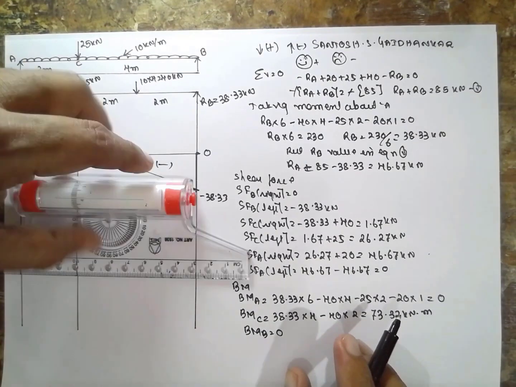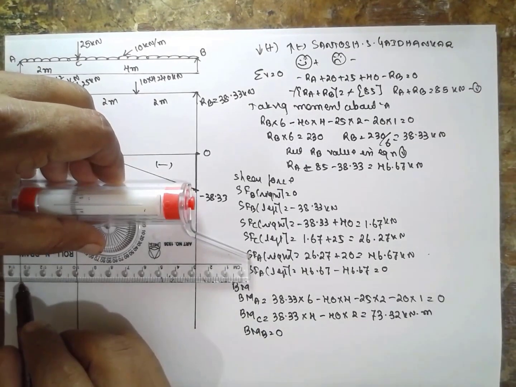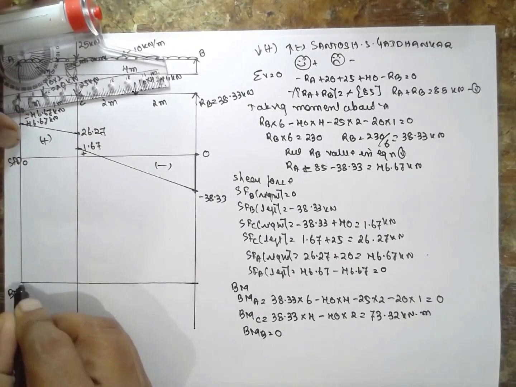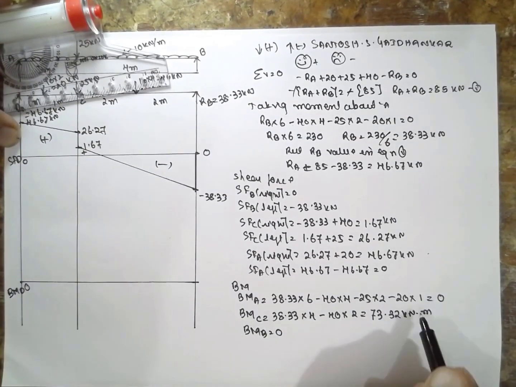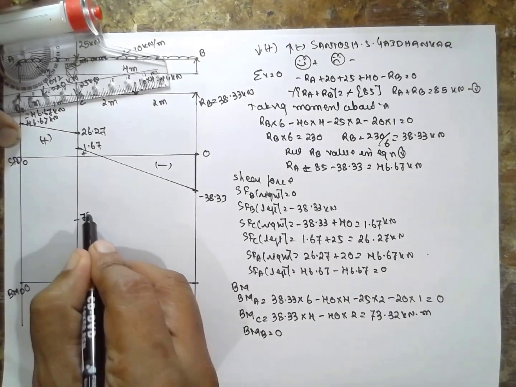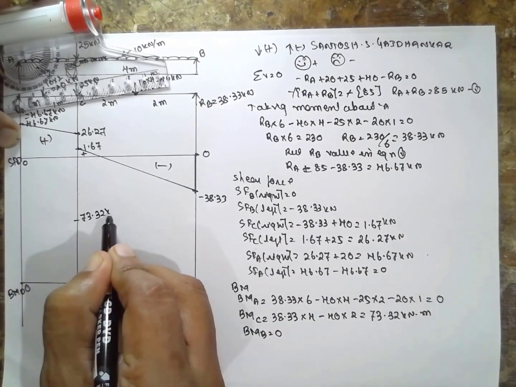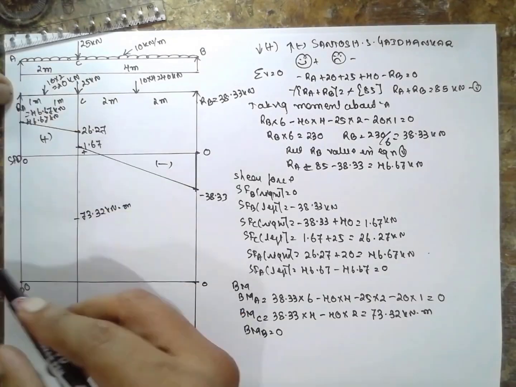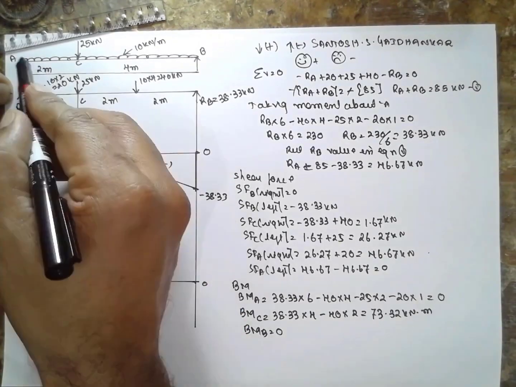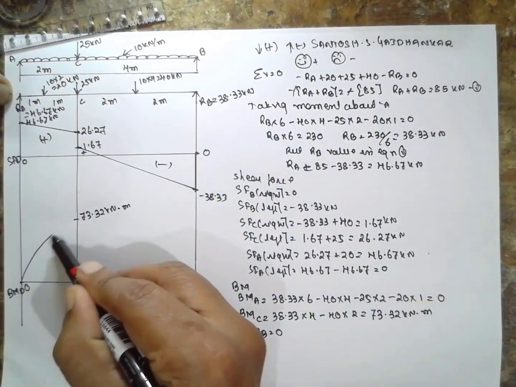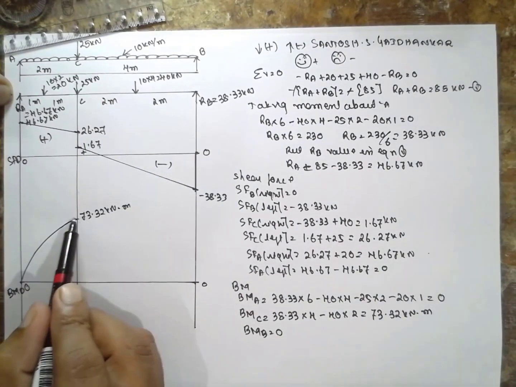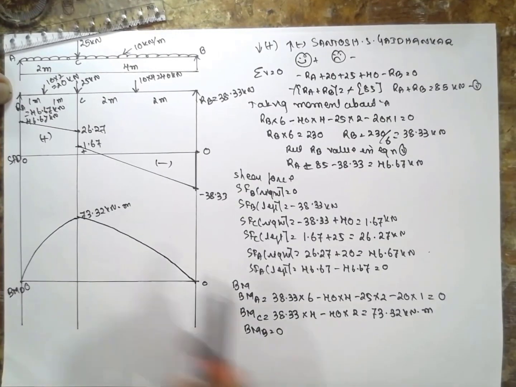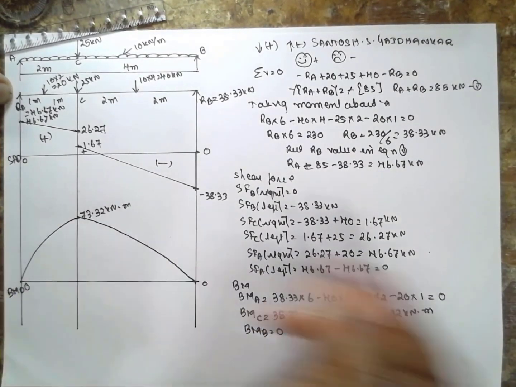Now draw the diagram. Bending moment first is 0, C is 73.32 kilonewton meter, again it is 0. Because of this UDL, you have to draw a parabola.